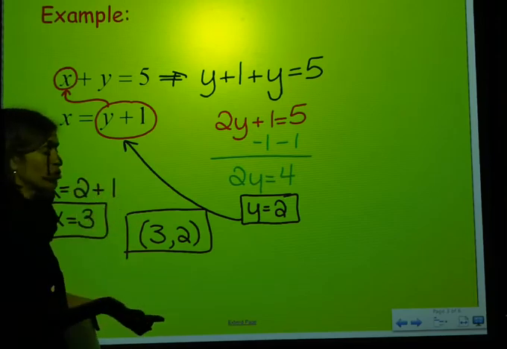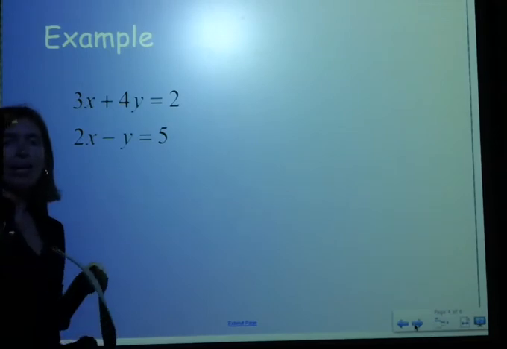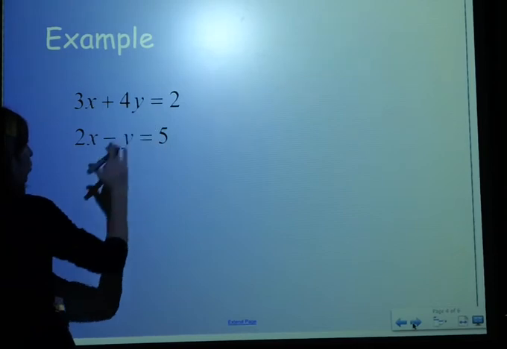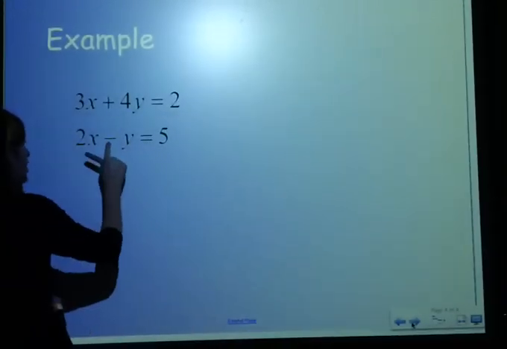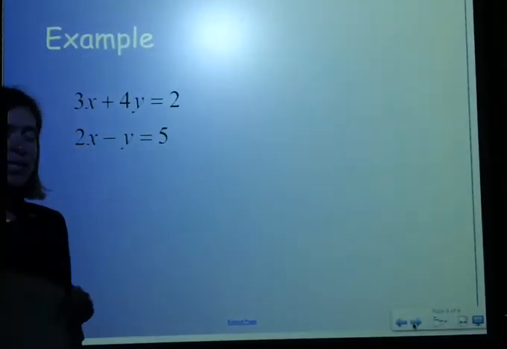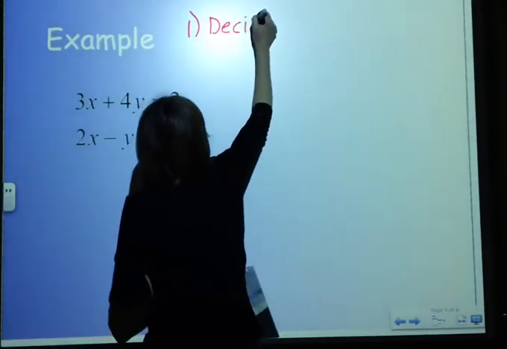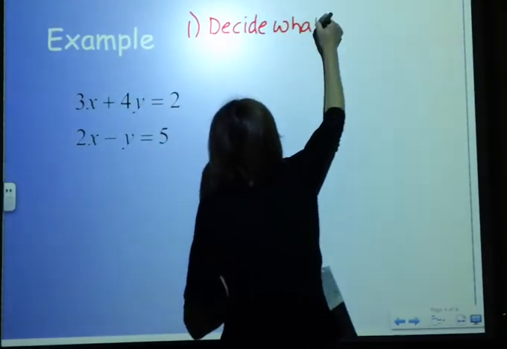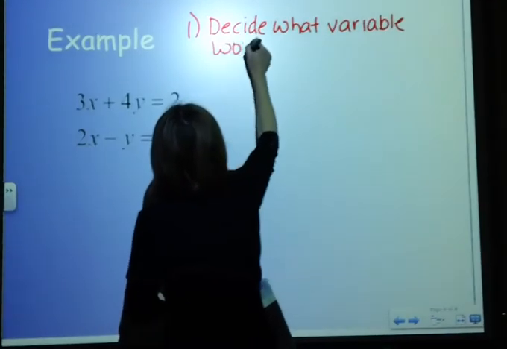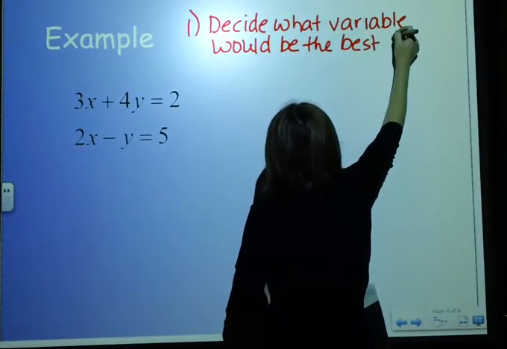Okay, so that's substitution. However, let's make it a little bit harder. What about when an equation or a variable isn't solved for? So let's look at this example. 3x plus 4y equals 2, and 2x minus y equals 5. So when looking at it, before I decide what I'm going to do, I want you to decide what variable would be the best to solve for. The best one to solve for.